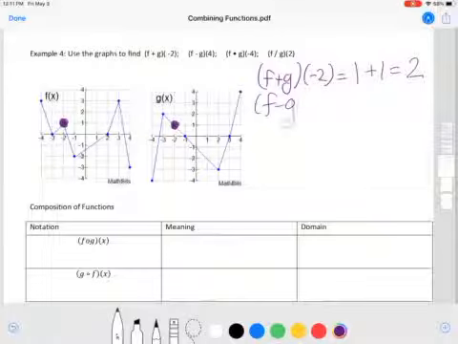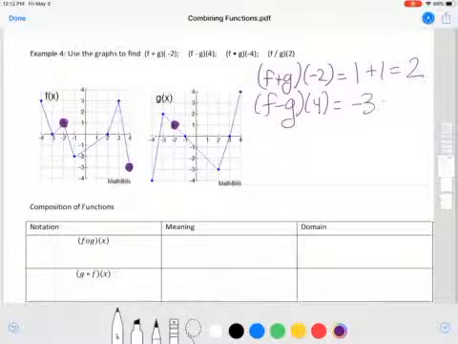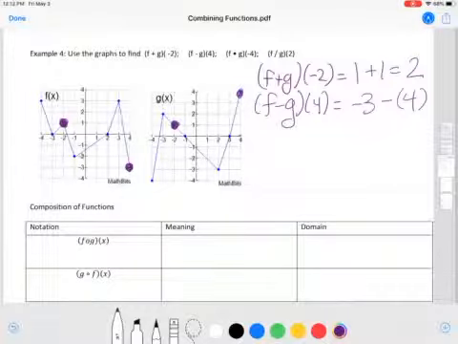F minus g of 4. So I'm going to find f of 4. If I look at my f function on the left, and I look at x equals 4, my f of 4 would be negative 3, and I want to subtract whatever I get when I find g of 4. So g of 4, when I look at the graph on the right, is positive 4. So I have a negative 3, and I'm subtracting 4, so that's going to give me a negative 7.